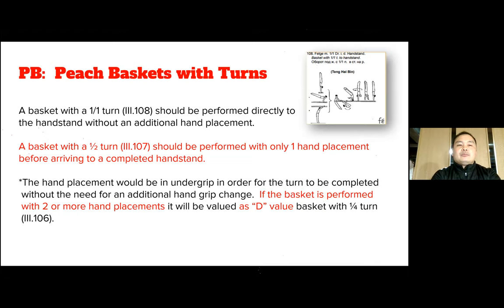So basket with the half turn should be performed with only one hand placement before arriving to a complete handstand. So the hand placement would be in undergrip in order for the turn to be complete without the need for additional hand grip change. If the basket is performed with two or more hand placements, it will be valued as a D value. Basket with the one first turn, like we will recognize as a D value.